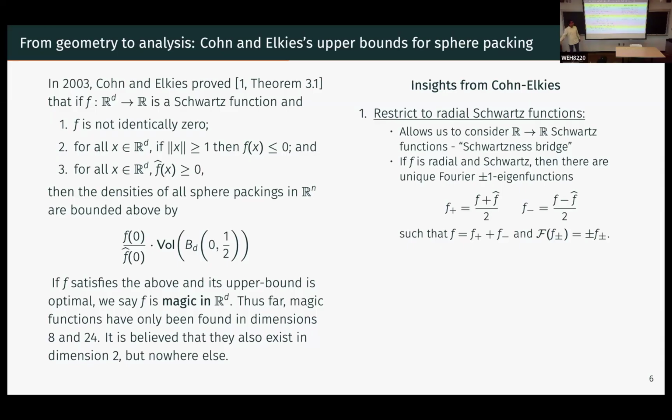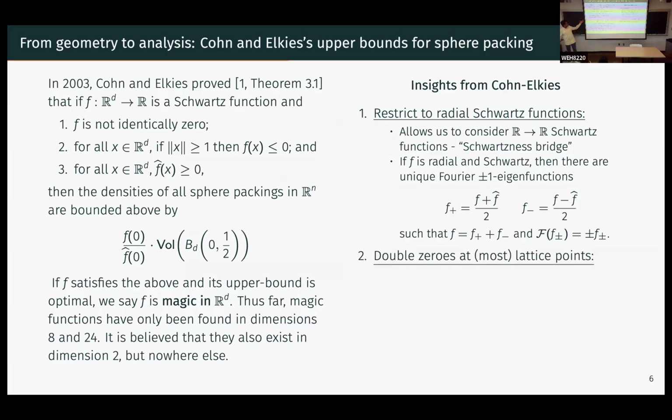Well, the reason why it's useful to look at radial Schwartz functions is not only that, but also you can break a radial Schwartz function up into a +1 Fourier eigenfunction and a -1 Fourier eigenfunction. I've abused notation here, but the point is the Fourier transform of this is itself, and the Fourier transform of that is minus itself. So then the game becomes, can I find Fourier plus and minus one eigenfunctions which obey these conditions, that I can just put back together in some form to get an optimal function.